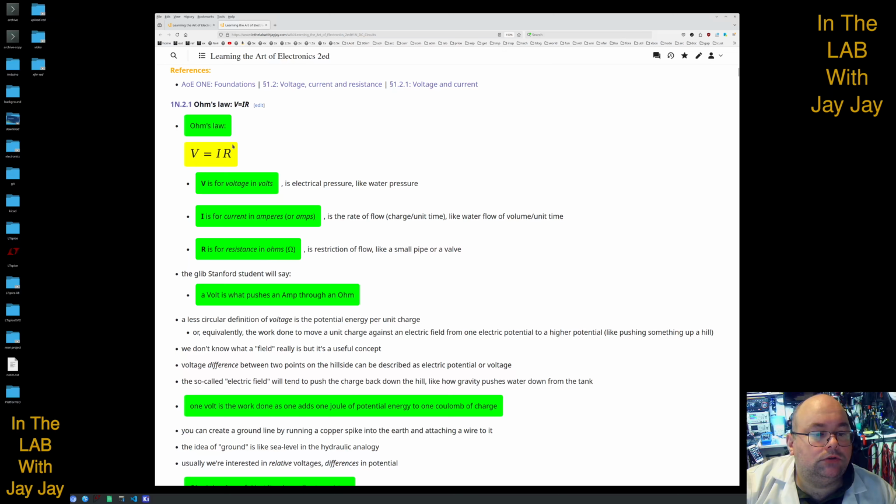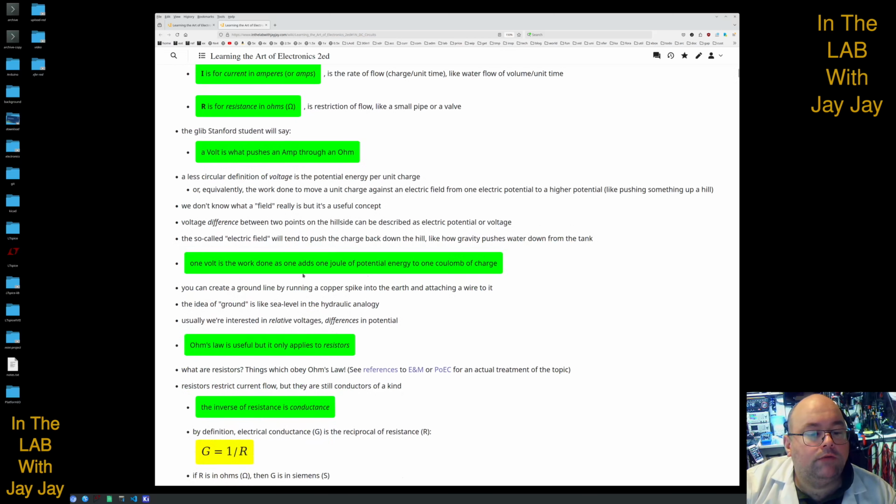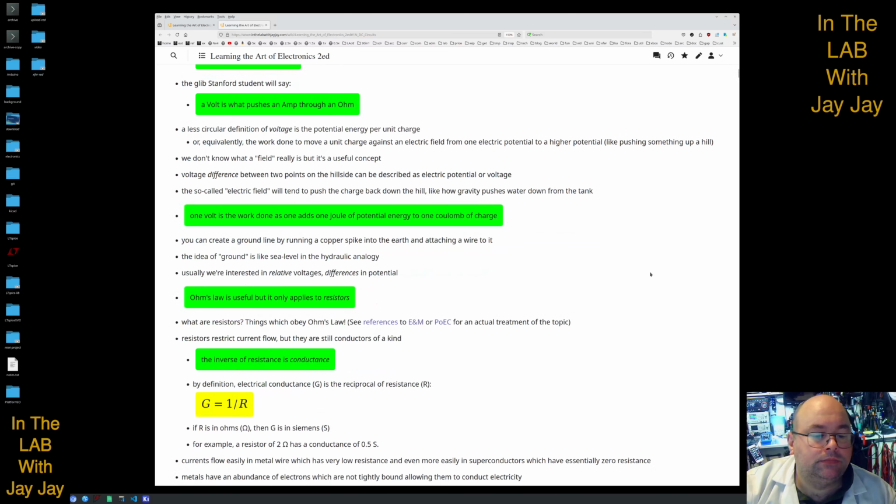Ohm's law, you should know this. V equals IR. V is for voltage in volts. I is for current in amperes, or amps. R is for resistance in ohms. And they say a volt is what pushes an amp through an ohm. Equivalently, 1 volt is the work done as one adds 1 joule of potential energy to 1 coulomb of charge.